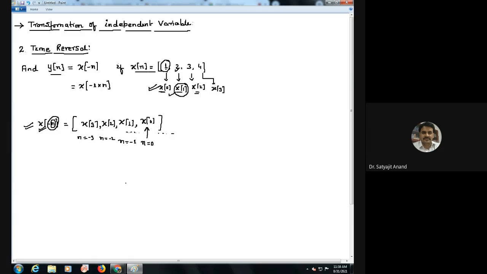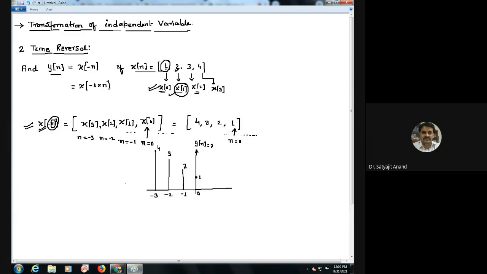That's it, and we don't see any sample after x[3]. So this is the result. x[3] is 4, x[2] is 3, x[1] is 2, x[0] is 1. You keep the arrow mark here, which indicates n equal to 0. Going towards this side, n will be negative; going towards this side, n will be positive. If you plot the waveform: n equal to 0, this is 1; n equal to minus 1, this is 2; n equal to minus 2, this is 3; n equal to minus 3, this is 4. So this is the graph, or waveform, for y[n] equal to x[-n].